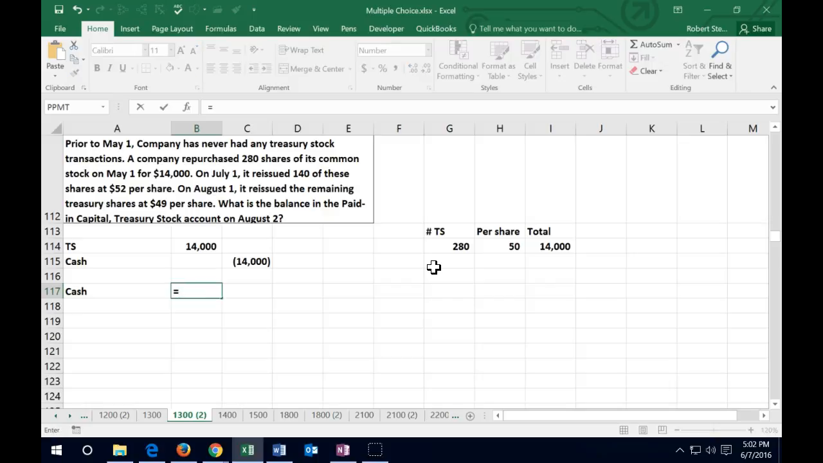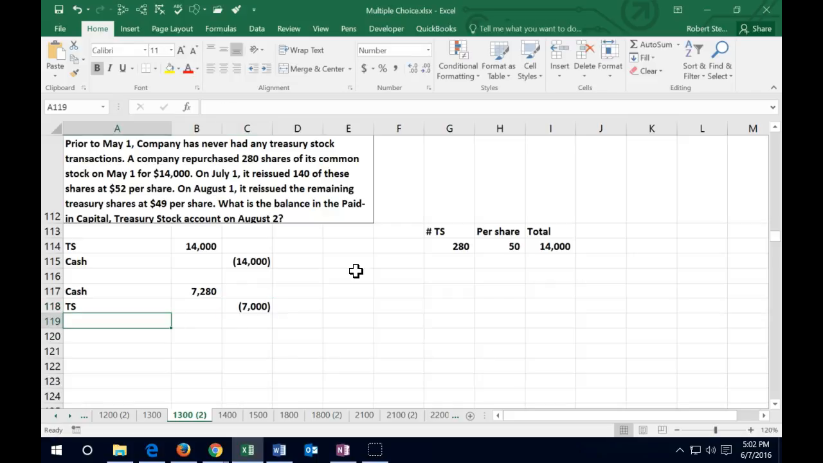So we're going to say the cash is going to be 140 times $52 per share. We got 7,280. And then we're going to credit the treasury stock to take that off the books, but we're going to take it off the books at the $50 because that's the cost that we bought it for. So I'm going to say it's a negative, 50 times 140 shares that we sold, and that comes up to 7,000. And of course, 7,000 minus the 7,280 means that we need 280 on the credit to make our debits equal the credits.